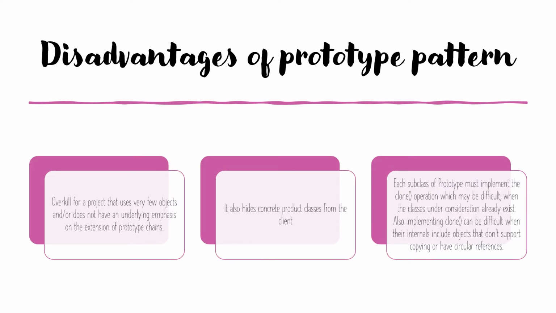Some of the disadvantages for this pattern: it will be overkill for a project that uses very few objects, and it does not have an underlying emphasis on the extension of prototype chains. It will also hide the concrete product classes from the client. And each subclass of the prototype must implement the clone operation, which may be difficult when the classes under consideration already exist. Implementing clone can also be difficult when their internals include objects that don't support copying or have circular references.